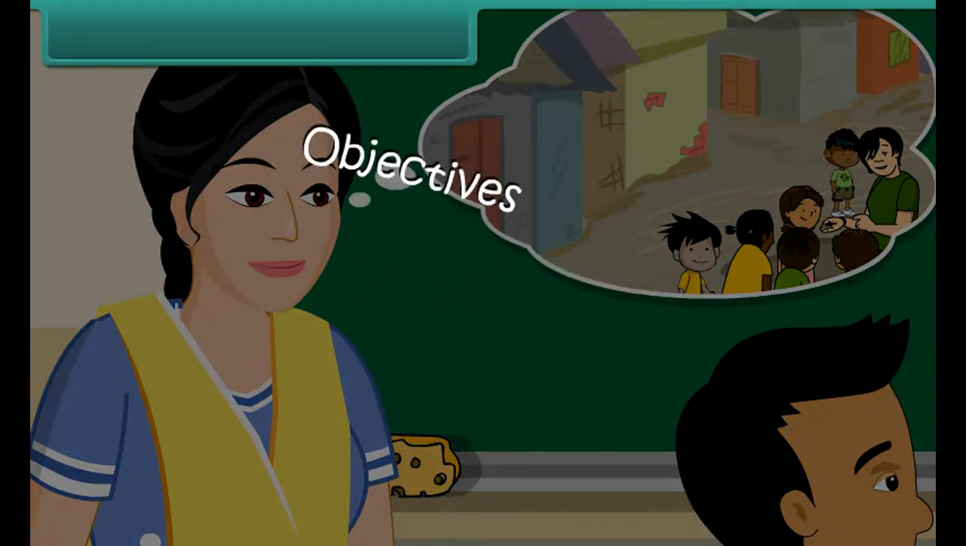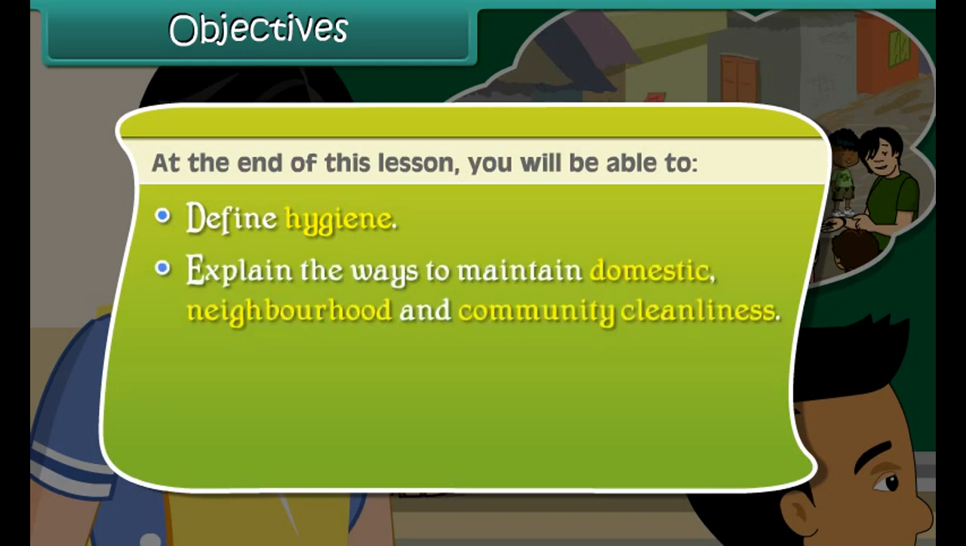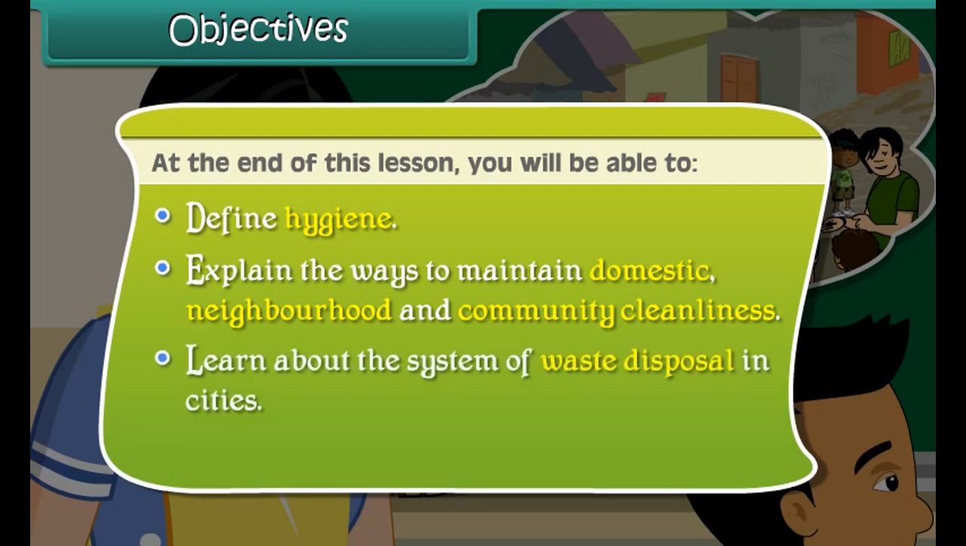Objectives. At the end of this lesson, you'll be able to define hygiene, explain the ways to maintain domestic, neighborhood, and community cleanliness, learn about the system of waste disposal in cities, and list the 3 R's of waste management.